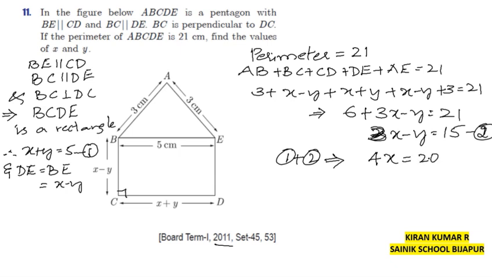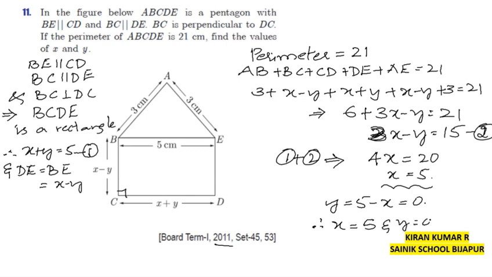4x will become equal to 20. x will be equal to 5. When x value is 5, y will be equal to 5 minus x, which will be 0. Therefore, x value is 5 and y value is 0. This is the solution.